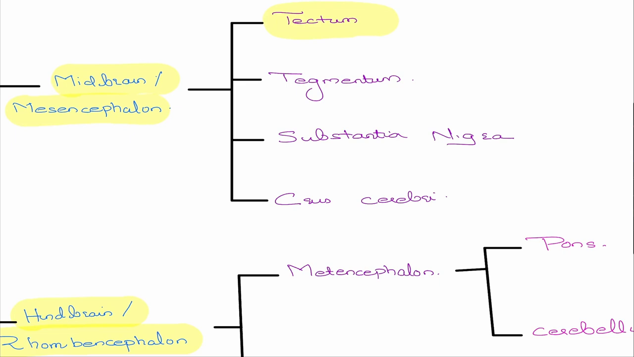Descending tract, again tectum will come down. So tectum is very important there, spinotectal. When you come on to the descending tract, crus cerebri is important. We'll come to that again.